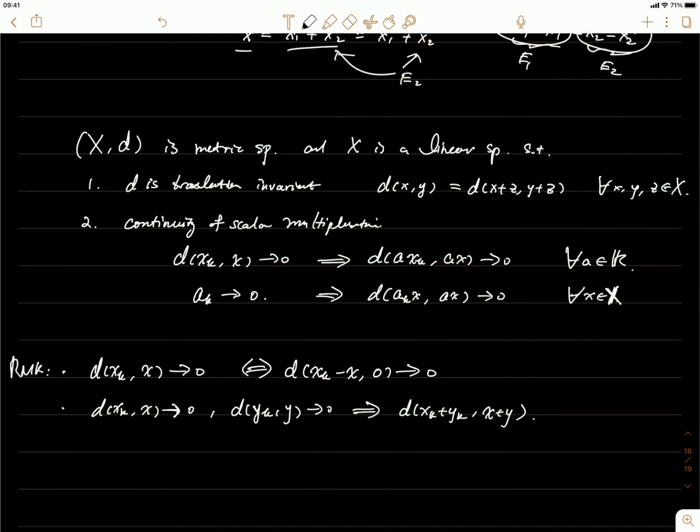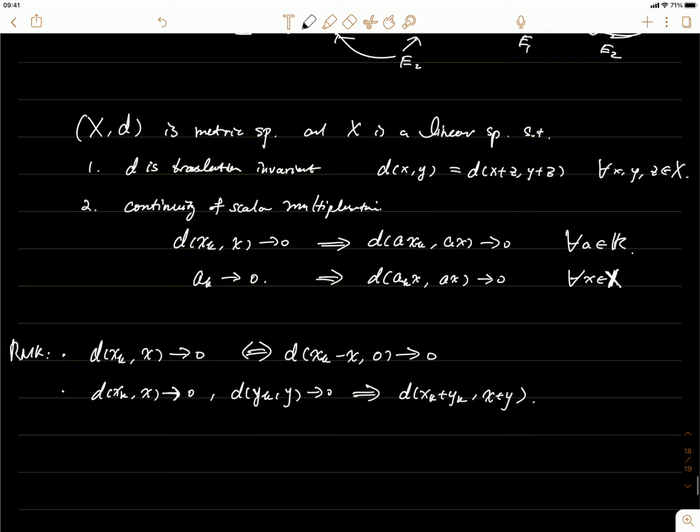Okay, so this is something new because of the algebraic structure we have on X now. And the proof for the second one is pretty easy. You just think, what is this? I want to show that this is converging to 0. So just look at this, x plus y, right?